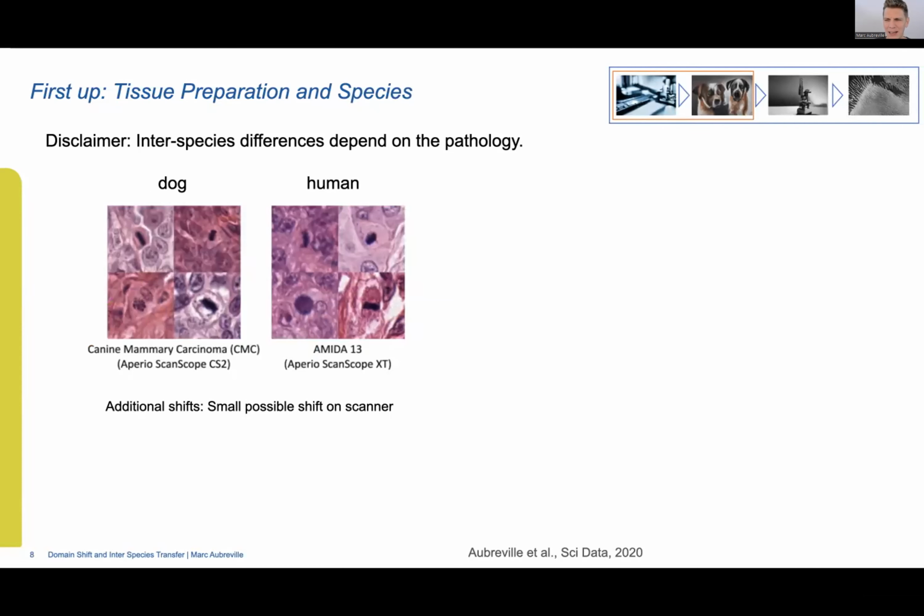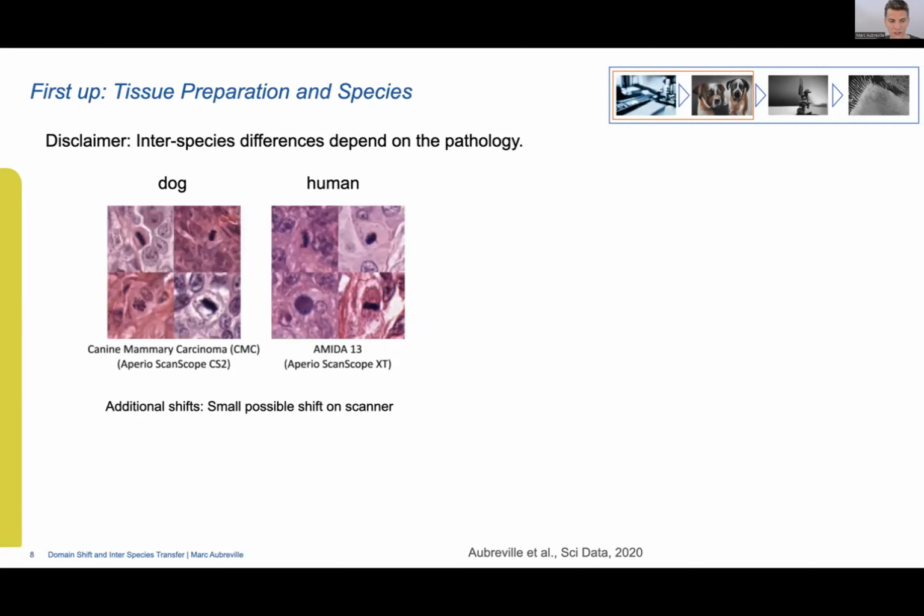And already I have to tell that this is really hard to disentangle because you typically have labs that are working with human tissue and labs that are working with veterinary tissue. So you cannot really disentangle those well because you typically don't transport the tissue to another lab and have it stained and processed there, right? So this is typically what you don't do.